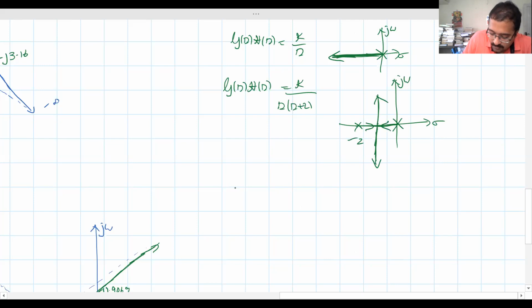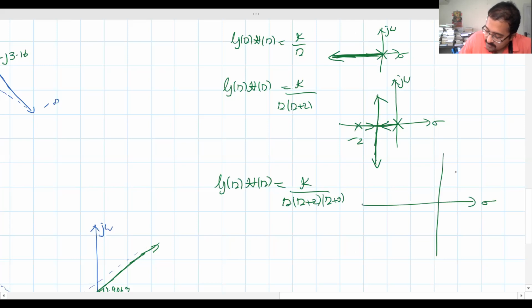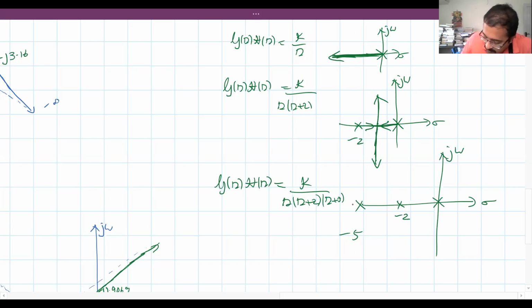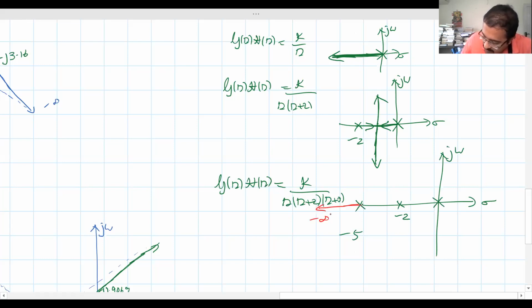One more. G(s)H(s) equals K divided by s into s plus 2 into s plus 5. How did it look? This is sigma, j omega. We had a pole at the origin, one at -2 and one at -5. So how was the root locus in that case? We had one starting from -5 extending to -infinity, and something like this. So you can see here in the first two cases, you could have added infinite value of gain K, theoretically speaking. Still the closed loop system would be stable.